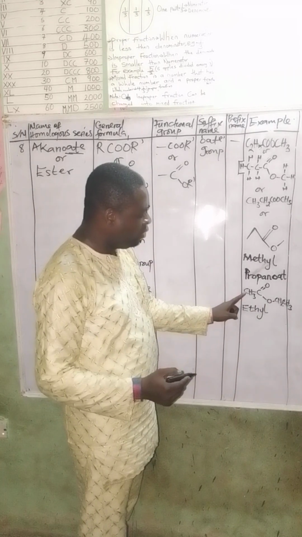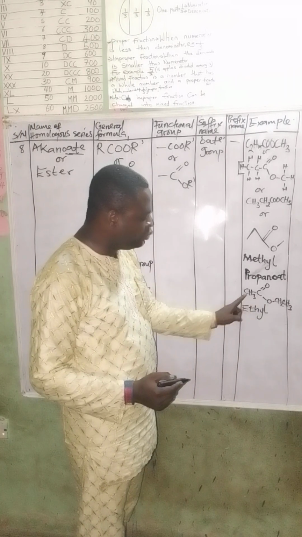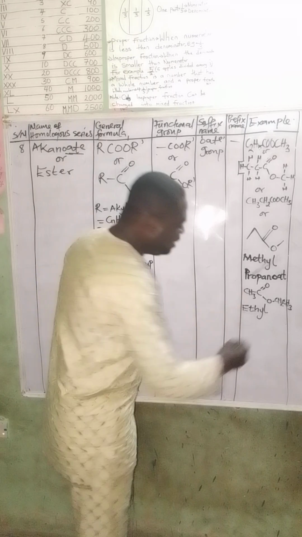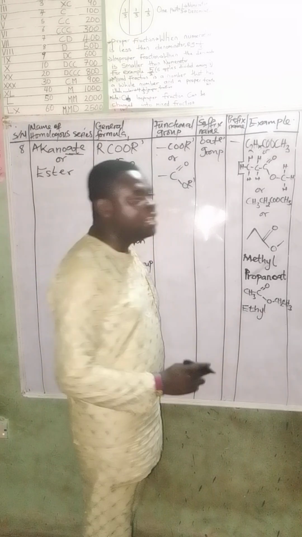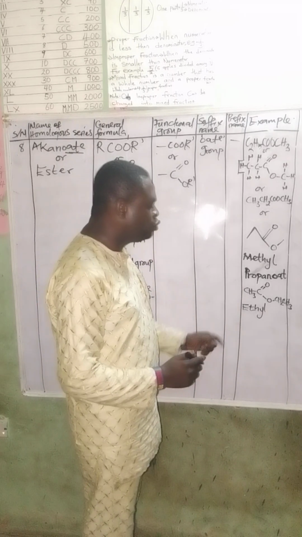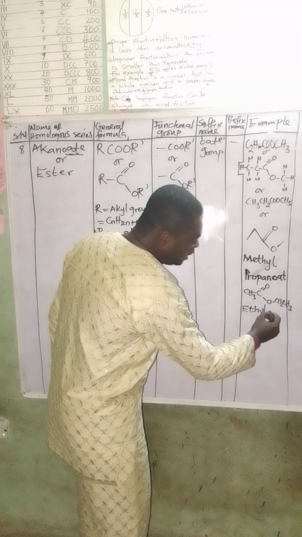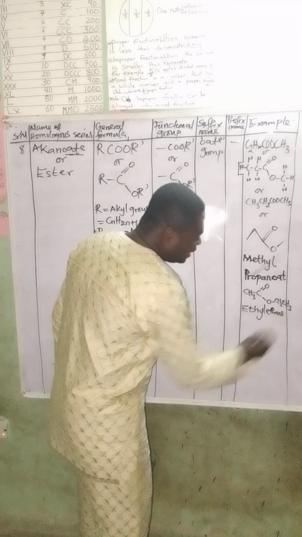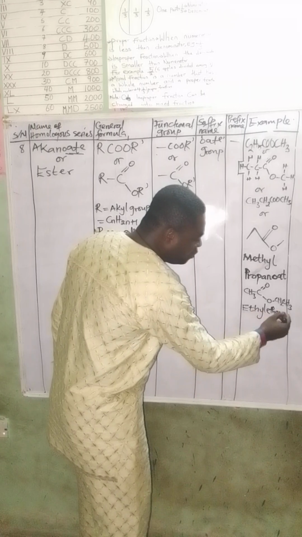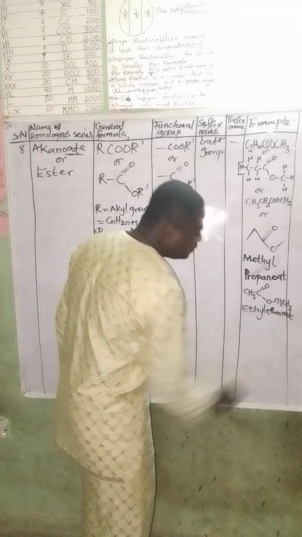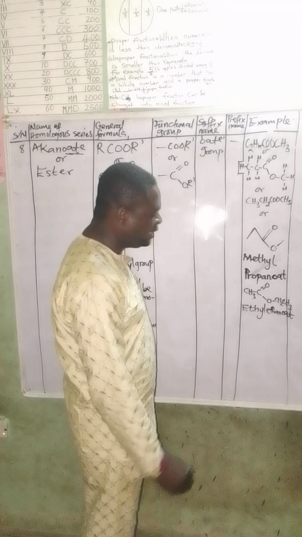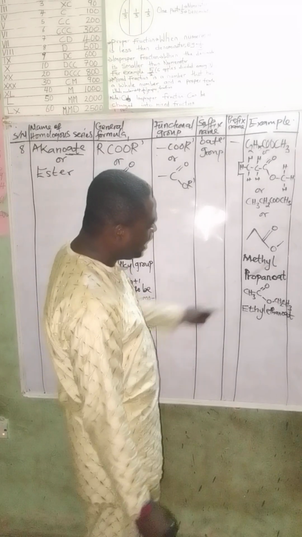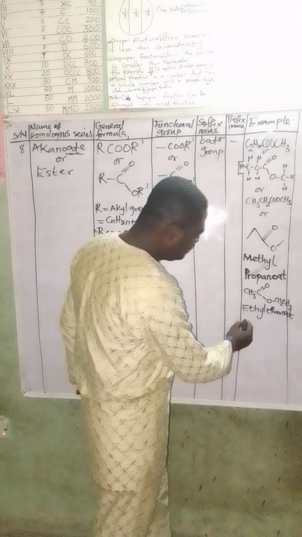Then, how many carbon do you have left? 1, 2. Now, the name of the alkane with 2 carbon atom is what? Ethane. Then replace the E with OATE. It becomes ethyl ethanoate. Don't forget I told you that this one can even be hydrogen.